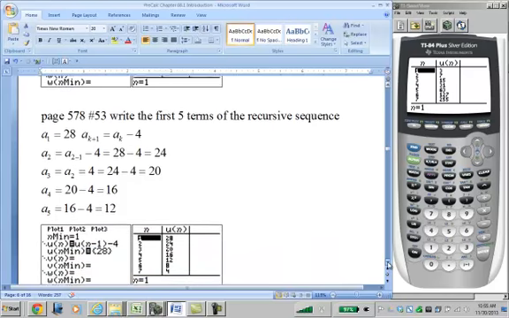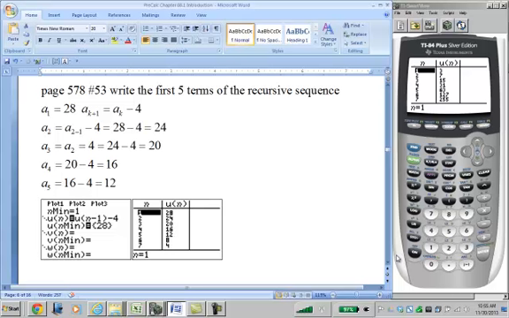Okay. First 5 terms of the recursive sequence. a sub 1 equals 28. a sub k plus 1 equals a sub k minus 4. So a sub 2 equals a sub 1 minus 4, which is 28 minus 4, which is 24. So we're going 28, 24, 20, 16, and 12. So in this case, it's the previous number minus 4. Okay, so here's the rule. n minus 1 minus 4.